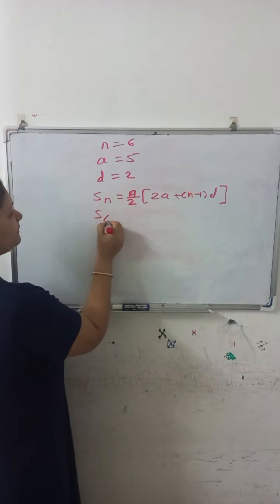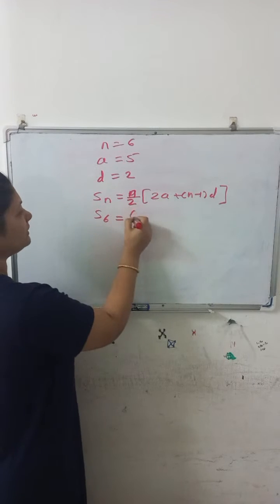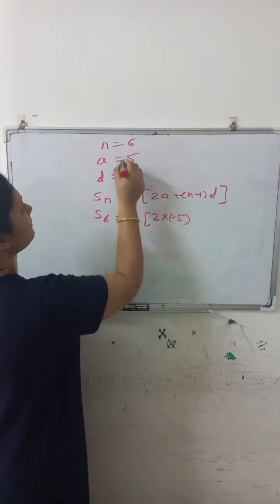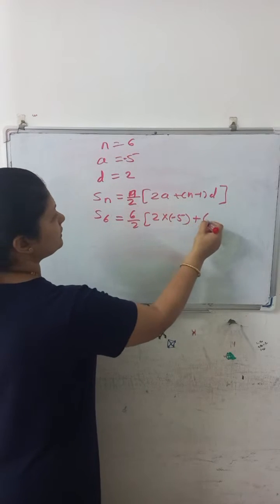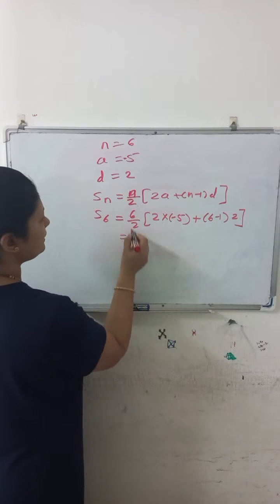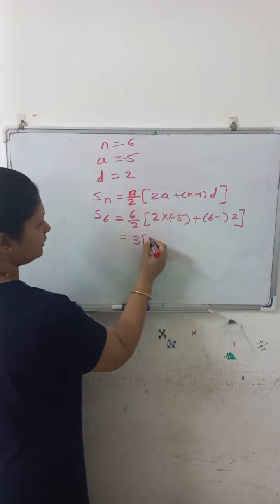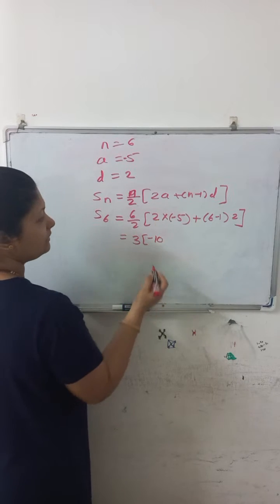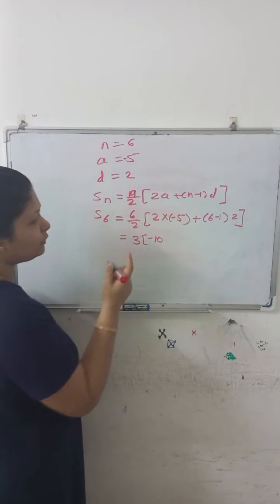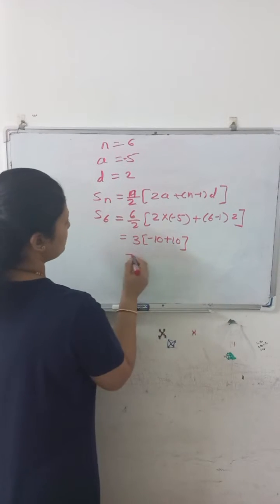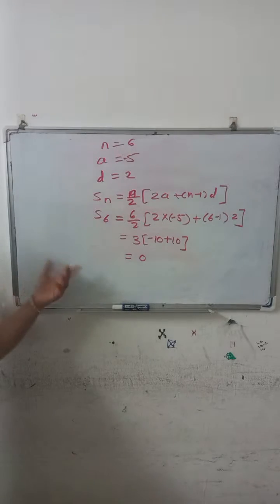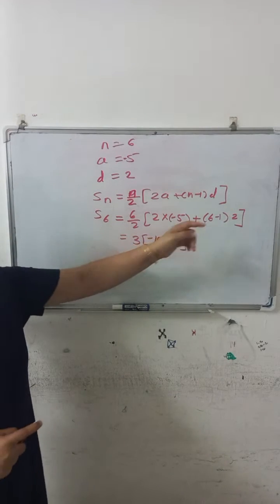Okay, so sum of 6 terms, that is n is equal to 6, so 6 by 2 into twice of a, that is minus 5, here minus 5 plus 6 minus 1, common difference is 2. So here 3, 2 3s are 6, then 2 5s are 10 with minus sign, 6 minus 1 is 5 and 5 into 2 is nothing but what? 10. So answer we will get how much? 0. Okay, so answer we will get is 0 because this is minus 10 plus 10 equals 0.